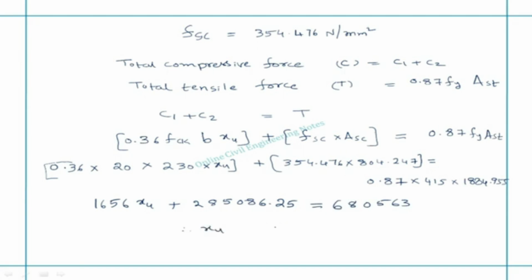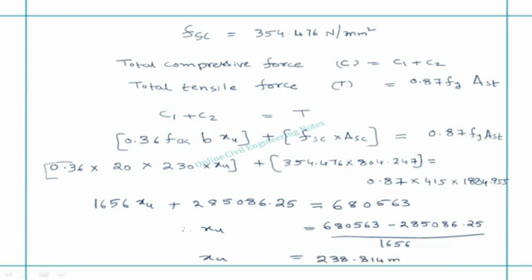Therefore XU is equal to 680563 minus 285,086.25 divided by 1656. Neutral axis depth XU is equal to 238.814 mm. Now look at the note given in the IS 456 in the page number 70.